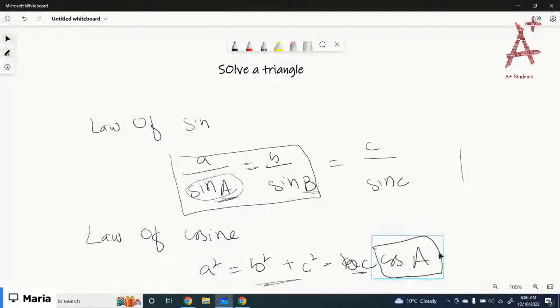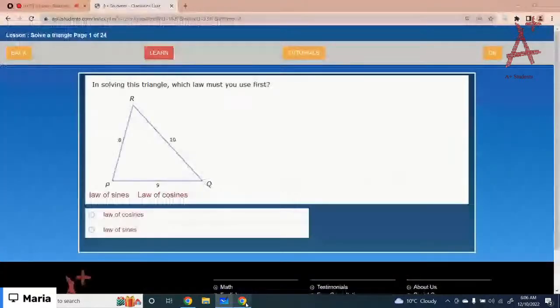This is the law of cosine. You are given all three sides. You are given a square, b square, c square, and bc as well. Just one thing is unknown, that is cos A. So finding one unknown is easy. Got it? So you must use the law of cosine. So the correct option is the law of cosine. Got it?